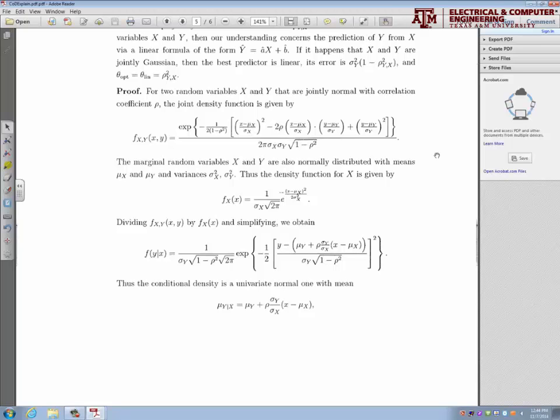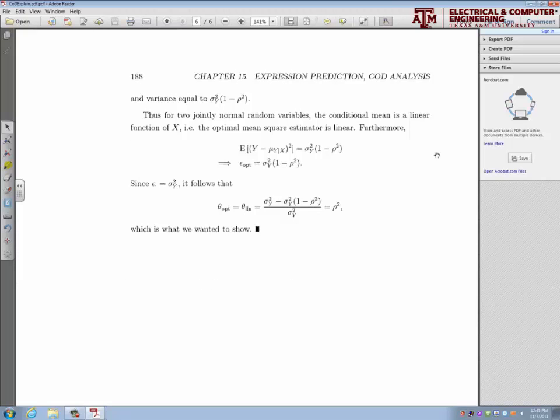This also looks like the probability density function of a normal random variable, where the mean is whatever is sitting here: mu y plus rho sigma y over sigma x times x minus mu x. That is the expression for the conditional mean. So the conditional density is a univariate normal with mean equal to this, and the variance will be the square of the quantity in the denominator, so variance is equal to sigma square y, 1 minus rho square.